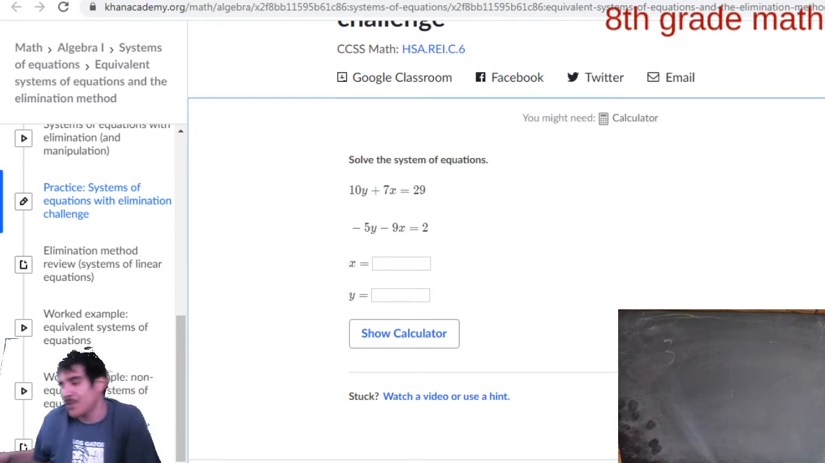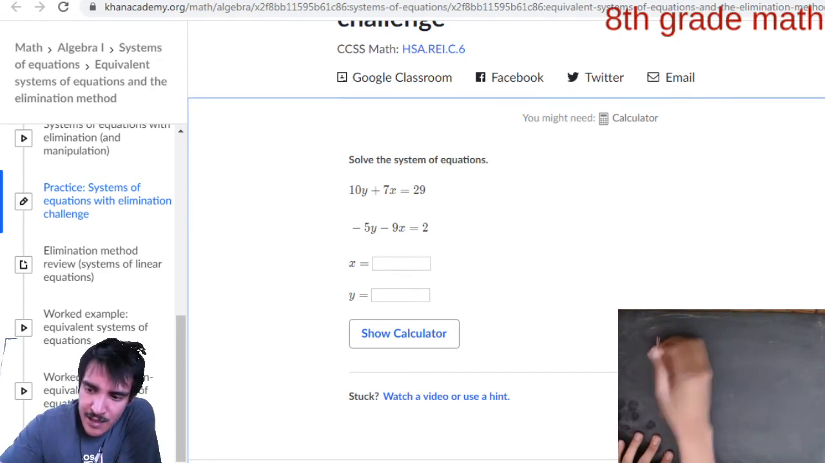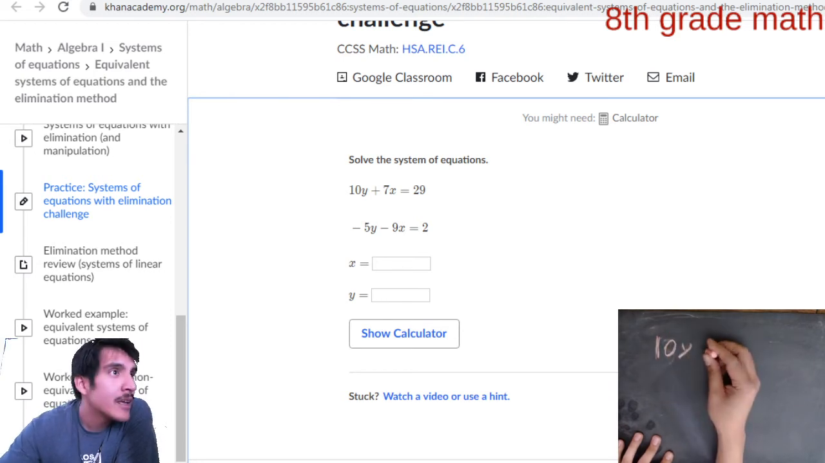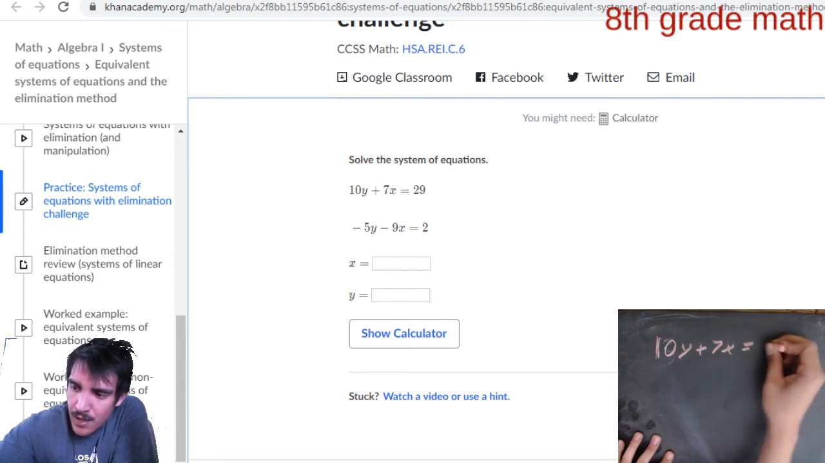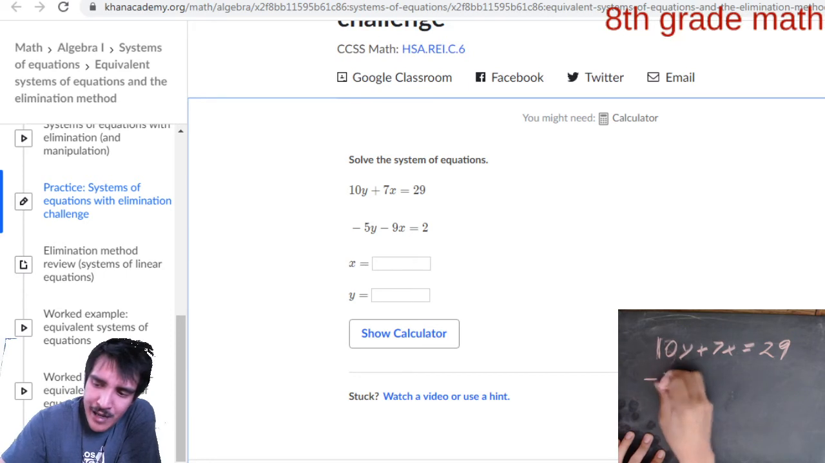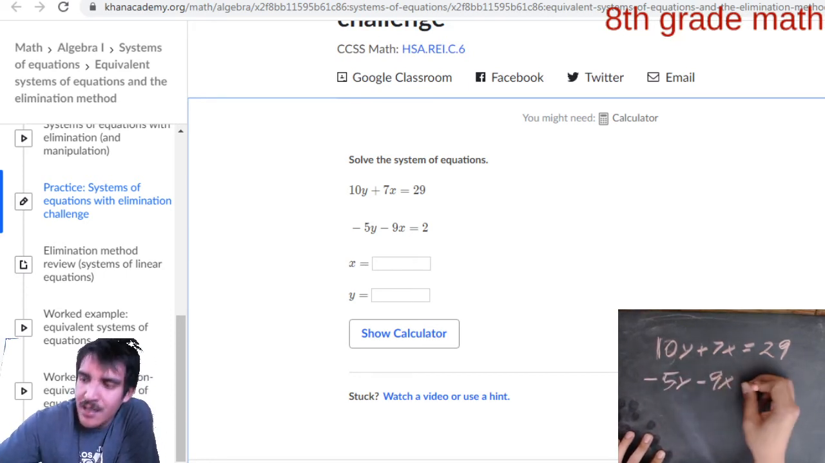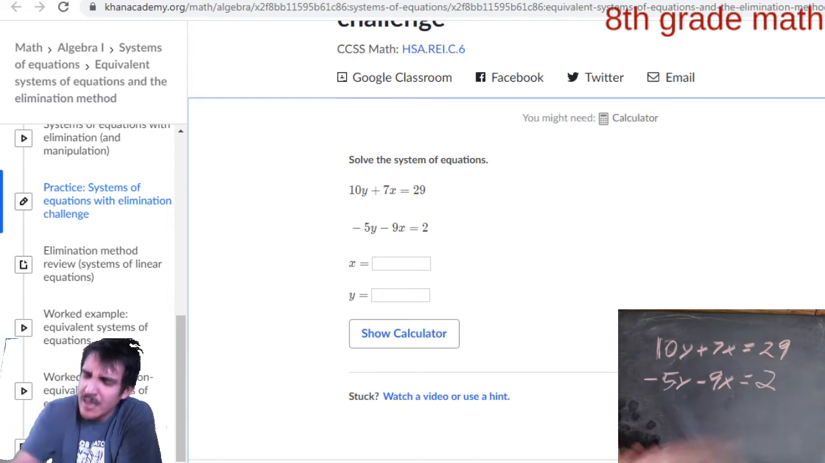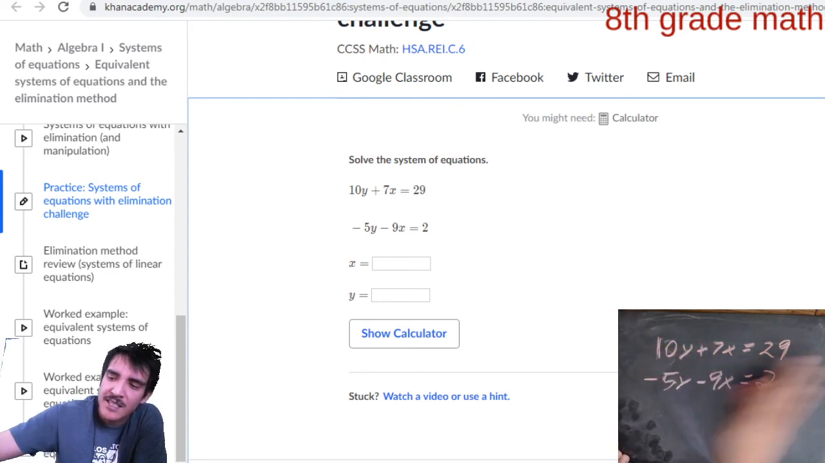This time I am going to turn this into opposites, so let's not be lazy here. Let's start with the first one. The first one is 10y plus 7x equals 29. And the second equation is negative 5y minus 9x equals 2. Now, again, let's think about making opposites on these things.